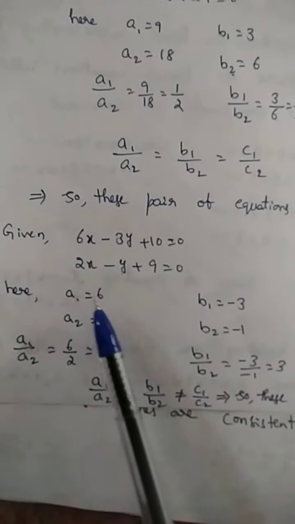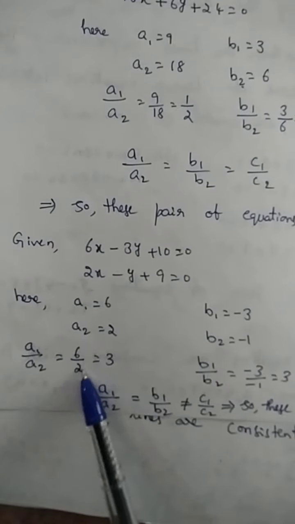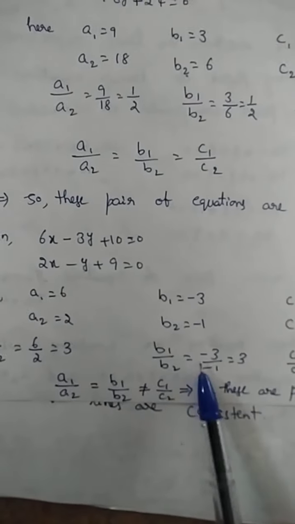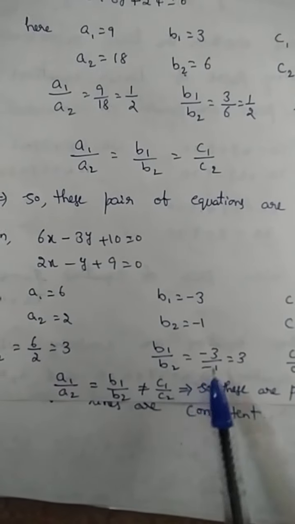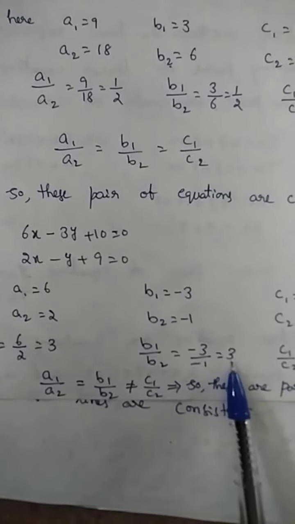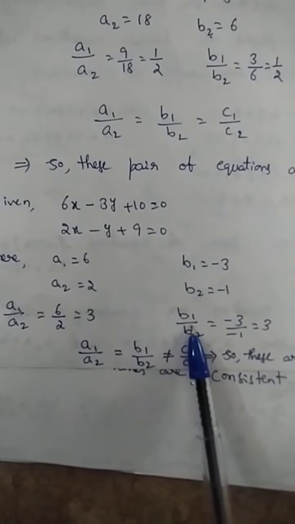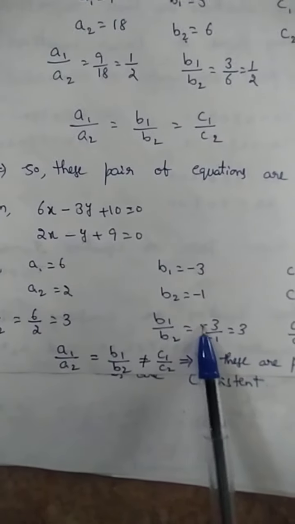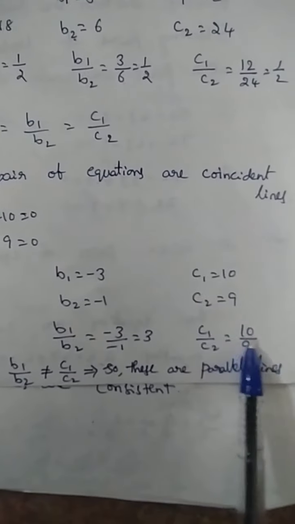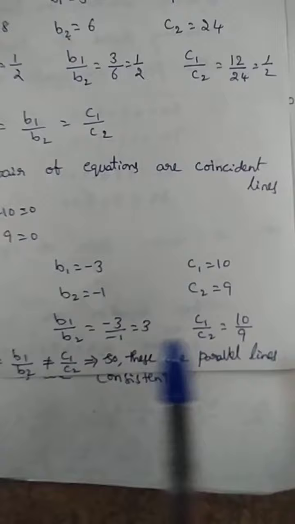So a1 by a2 is equal to 6 by 2, which is 3. b1 by b2 is equal to minus 3 by minus 1. Minus minus cancel, then the result is 3. c1 by c2 is equal to 10 by 9. So only a1 by a2 and b1 by b2 are equal. So that result is compared with the constant value, and it is not equal to it.